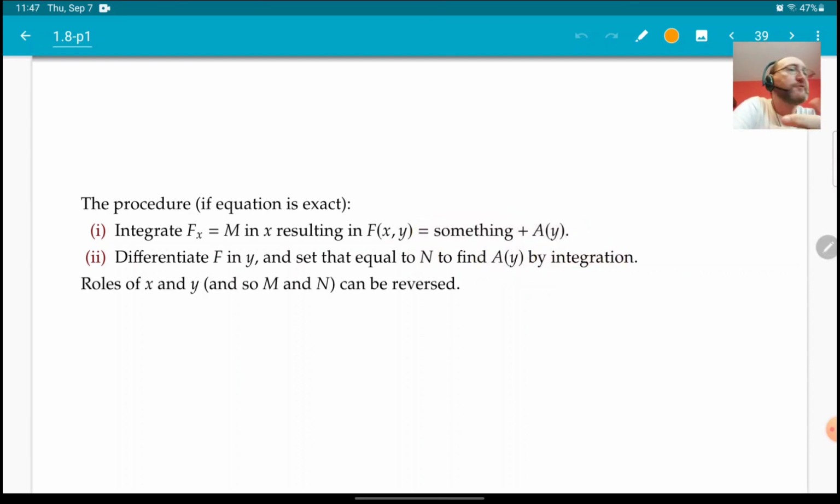Okay. And the roles of x and y, and so M and N, can be switched. I mean, this is completely symmetric. You don't have to start with x and go to y. You can start with y, f sub y equals N, and then get to M. That's perfectly fine.